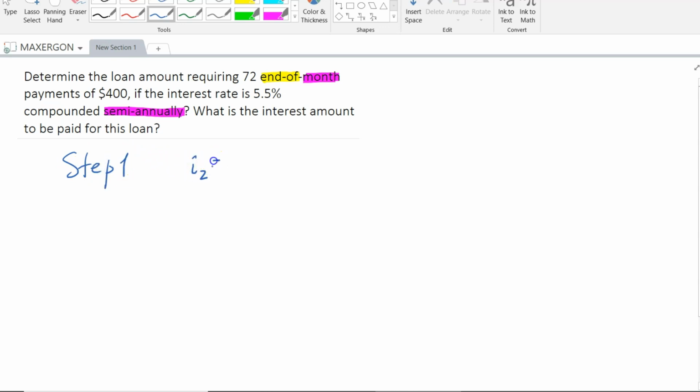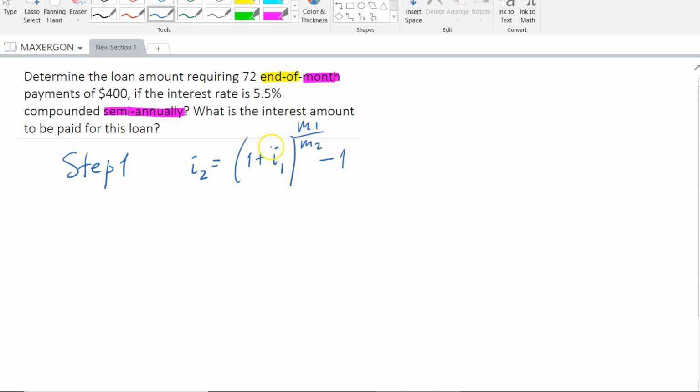In step 1, we'll find I2, which is found in the following way. We can use this formula, (1 + I1)^(M1/M2) − 1. I1 here is the known periodic rate. M1 is the number of times this known periodic rate is compounded. M2 is the number of times the unknown rate I2 is compounded.